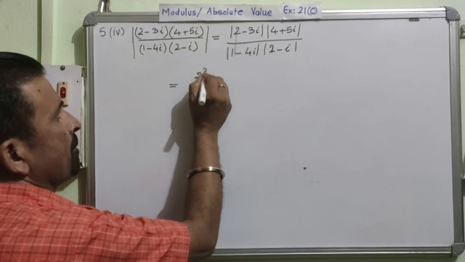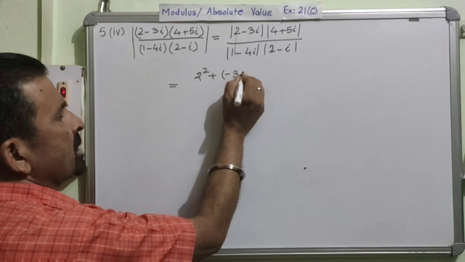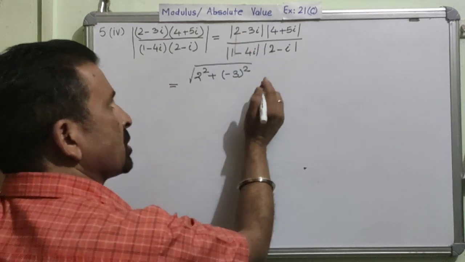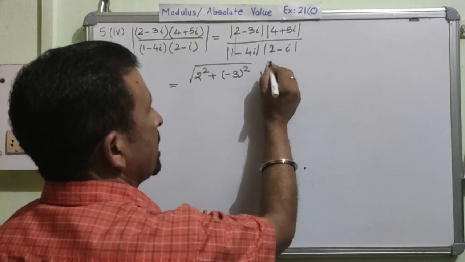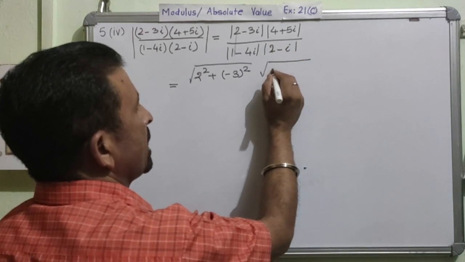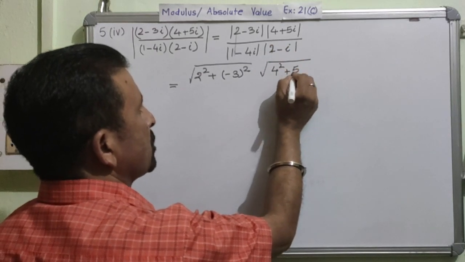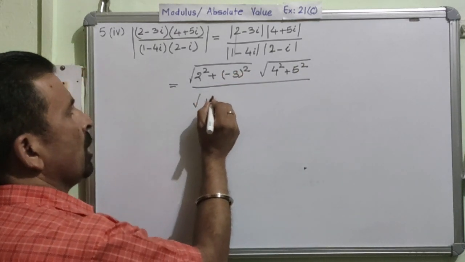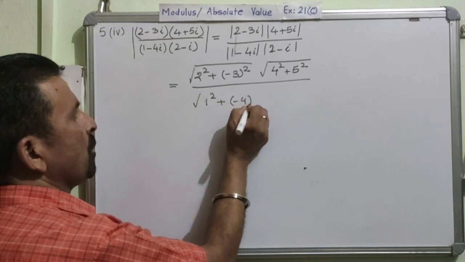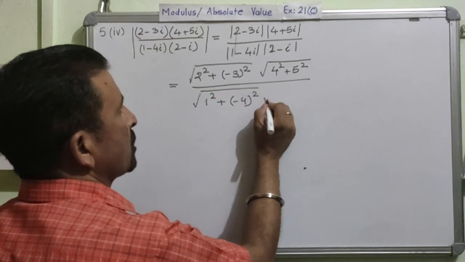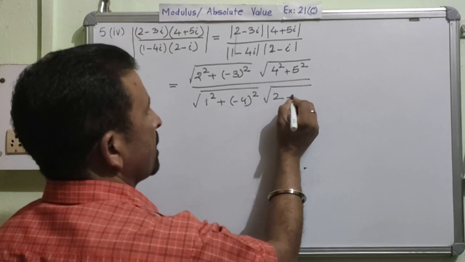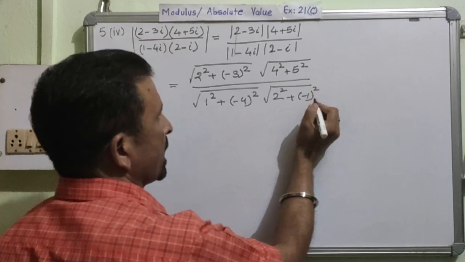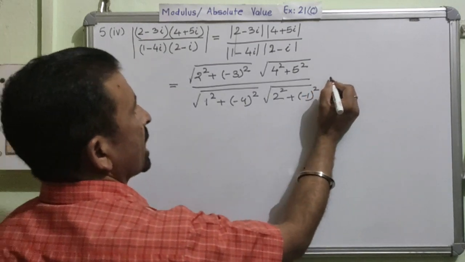We will have the modulus of this one: root over 2 square plus negative 3 square. This is how we calculate the modulus of 2 minus 3i. Likewise, the modulus of 4 plus 5i is root over 4 square plus 5 square. In the denominator, root over 1 square plus minus 4 square, and then root over 2 square plus minus 1 square.